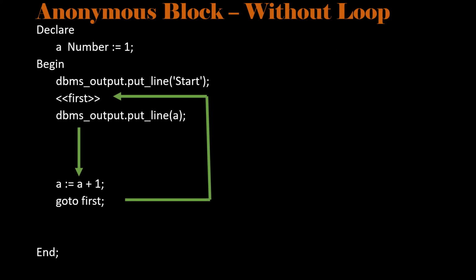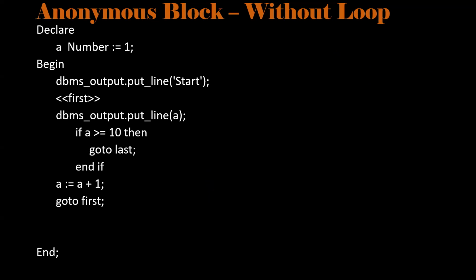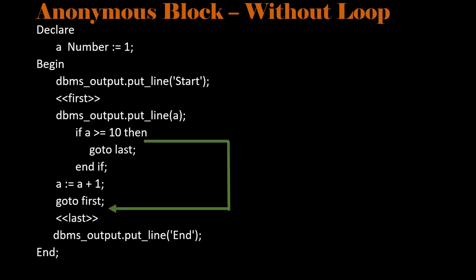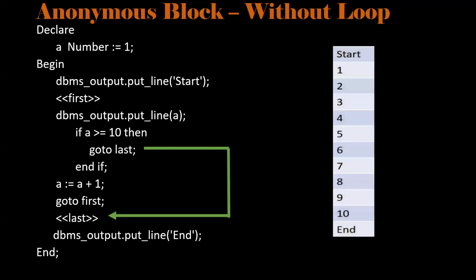What our exact requirement is that we need to print only 1 to 10 numbers. So if you want to achieve this, we need to put a condition like if it reaches 10, we need to come out of that block. So if A is 10, then it will go to last, it will print end. So required output can be printed on the console. It is somewhat tricky, we'll see one more time.